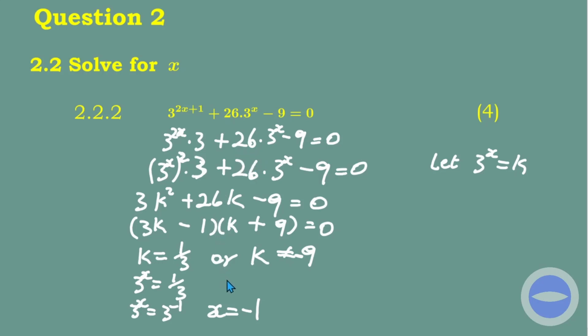So if you want to check the answer, then you can substitute this into a calculator. Then obviously it's going to give you 0. If you substitute negative 1 here, then you will get 0.